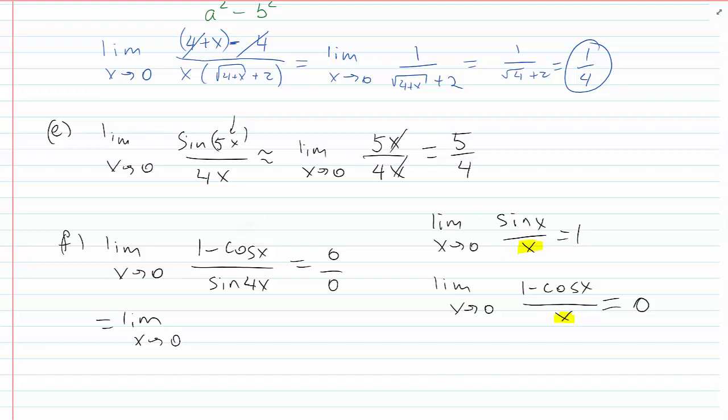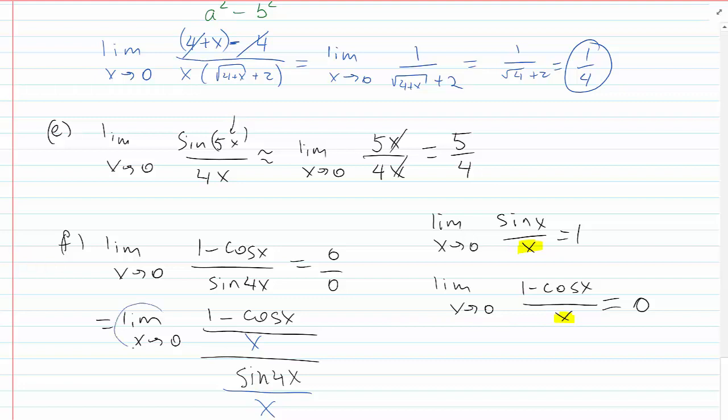So we'll have 1 minus cosine of x, and we're going to divide it by x. And then we're going to take the other one, sine 4x, and you're also going to divide it by x. Dividing both by x, as long as x is not 0, it's approaching 0, will give us the same expression back. But what it allows us to do is take that limit and distribute it to each part separately, to here and to here.